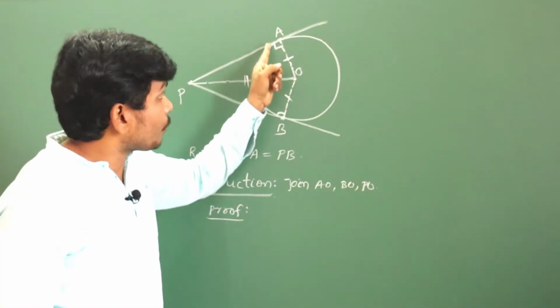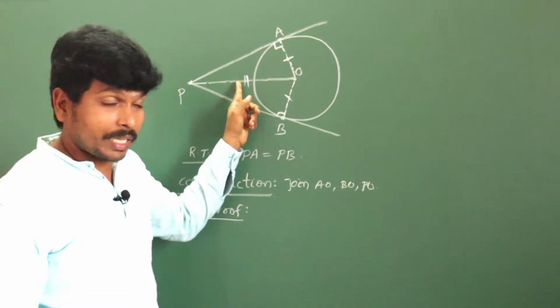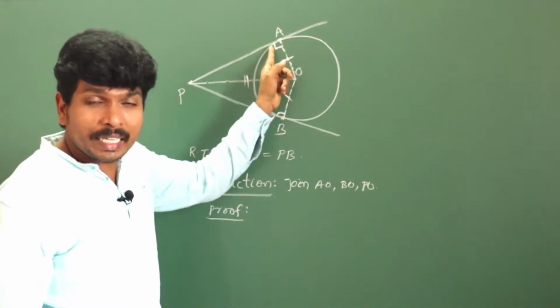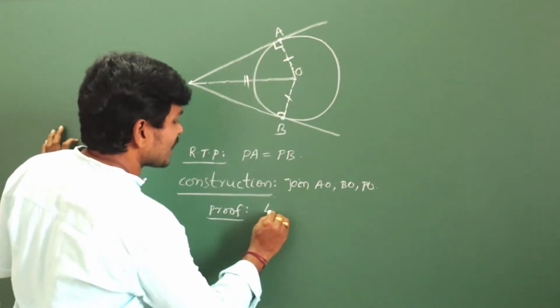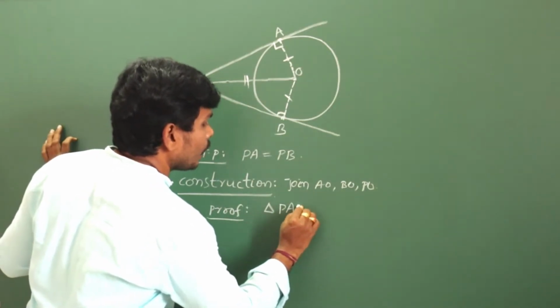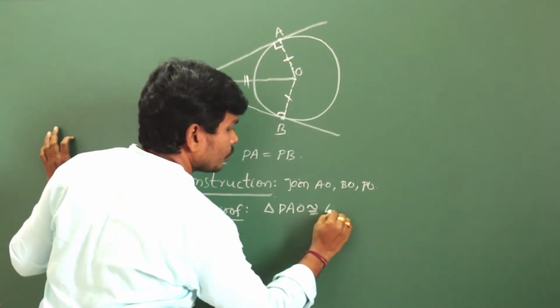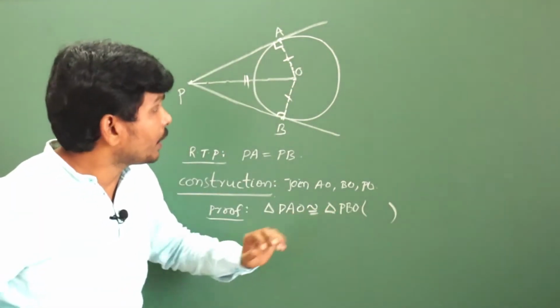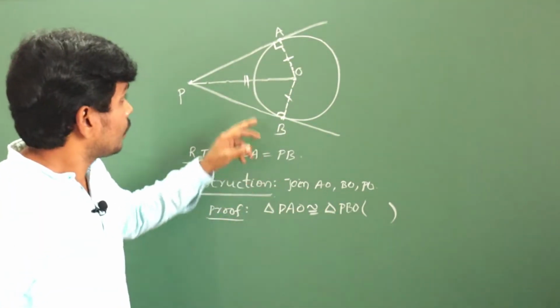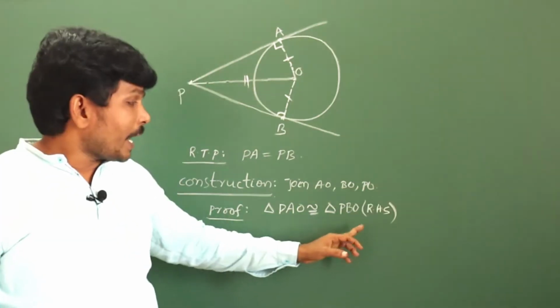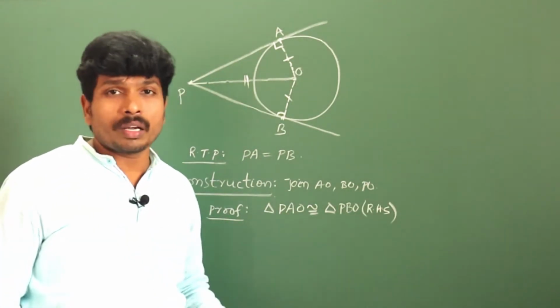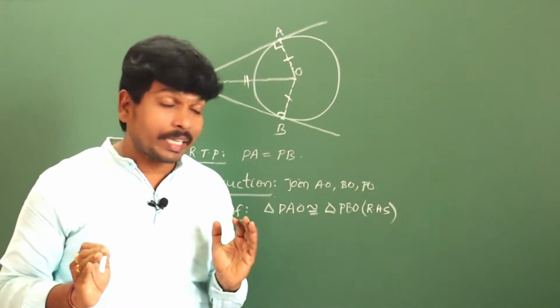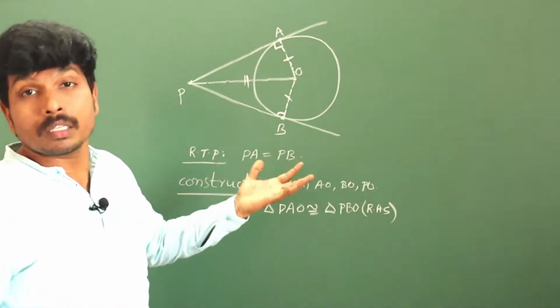The side which is opposite to the right angle is called the hypotenuse. Hypotenuse, right angle and one side. By RHS, triangle PAO is congruent to triangle PBO. Which criteria? RHS. By RHS criteria, both are congruent to each other, then definitely their corresponding parts are the same.